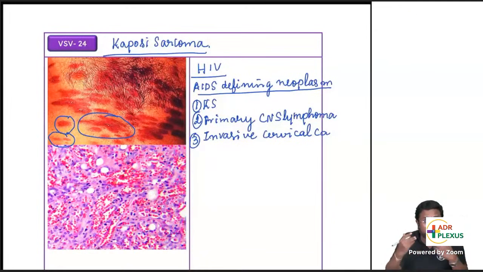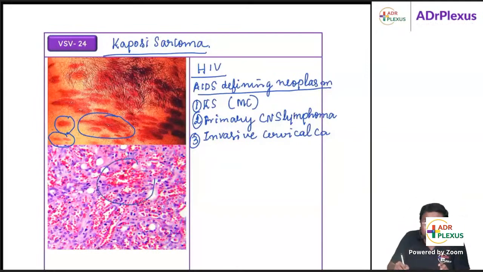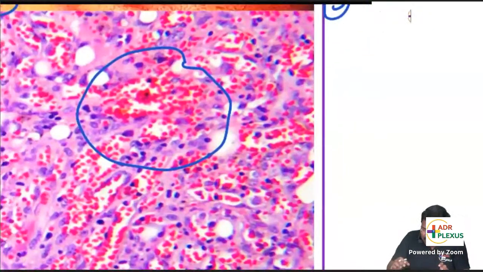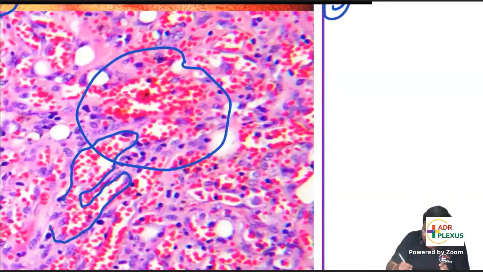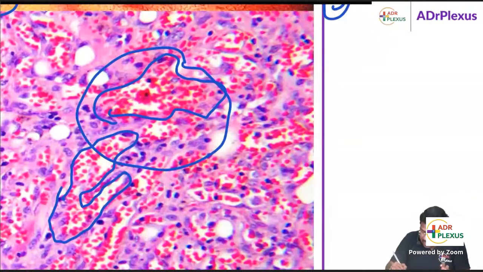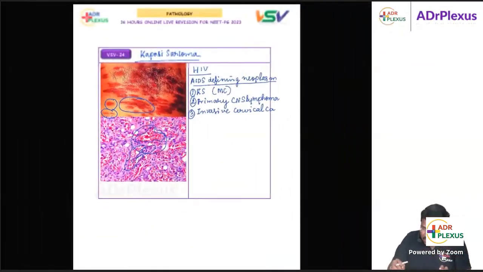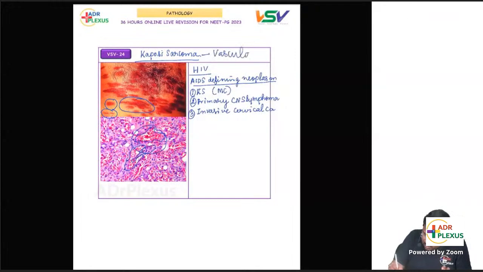Which is the most common among all these? Kaposi sarcoma is the most common. And what is the cell of origin of Kaposi sarcoma? Please remember, it is a vascular tumor. You can see the blood vessels and the blood-filled spaces. These are all the RBCs, so this is the blood-filled space. These are all the proliferating endothelial cells. So please remember, Kaposi sarcoma is of vascular origin.